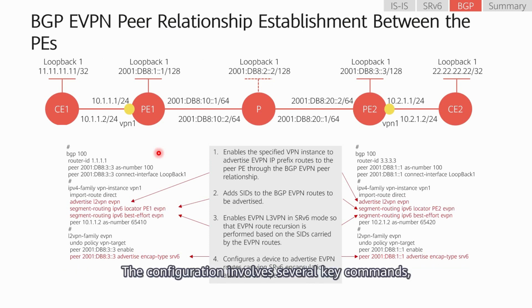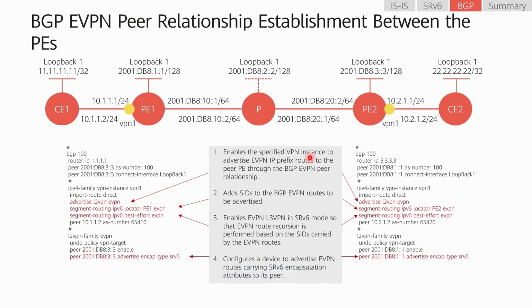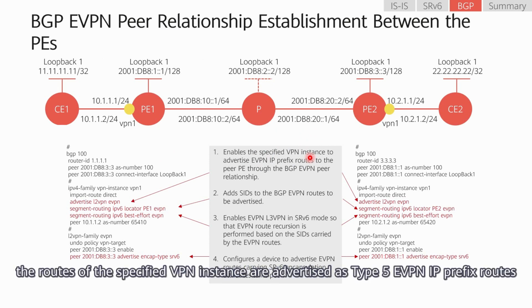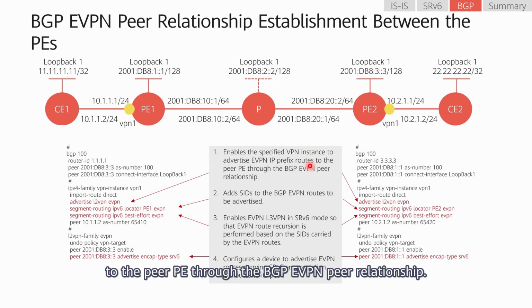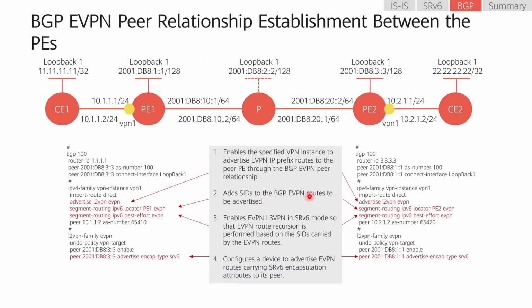The configuration involves several key commands, the first of which is used to enable a VPN instance to advertise routes. After this command is run, the routes of the specified VPN are advertised as Type 5 EVPN IP prefix routes to the peer PEs through the BGP EVPN peer relationship. The second command is used to add seeds to the BGP EVPN routes to be advertised.